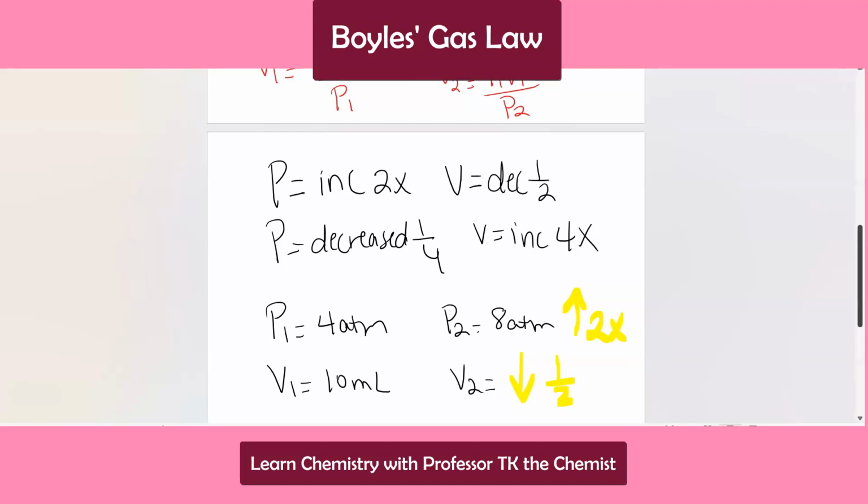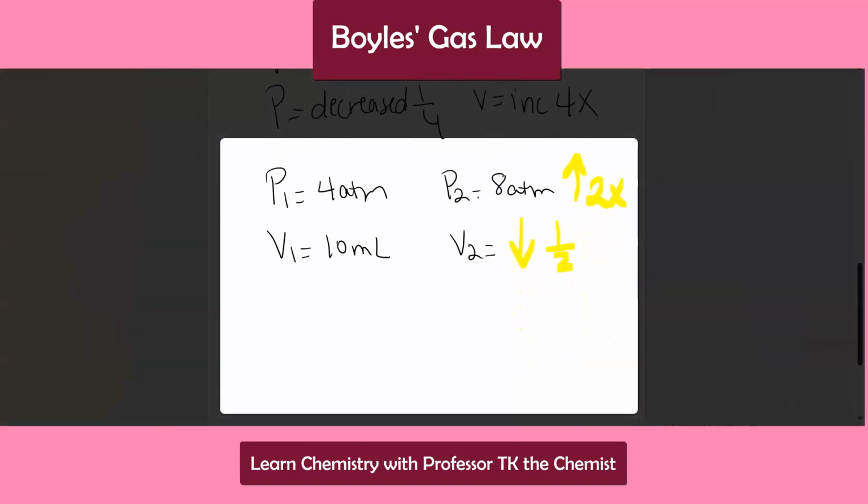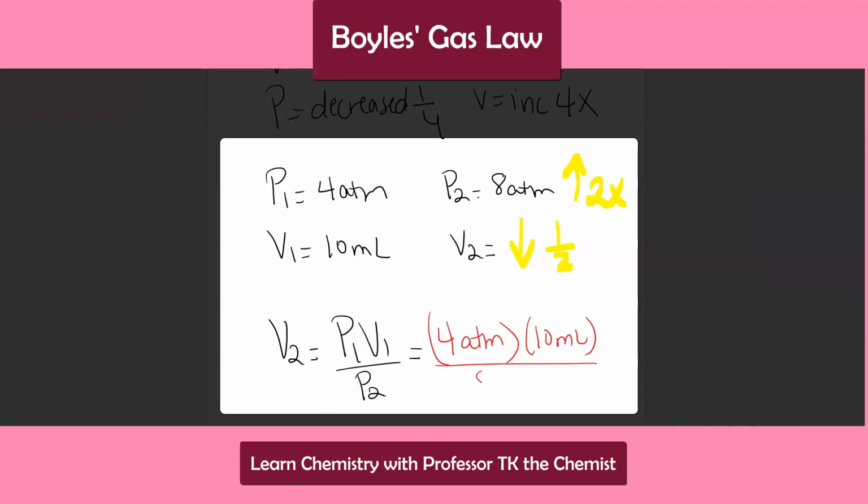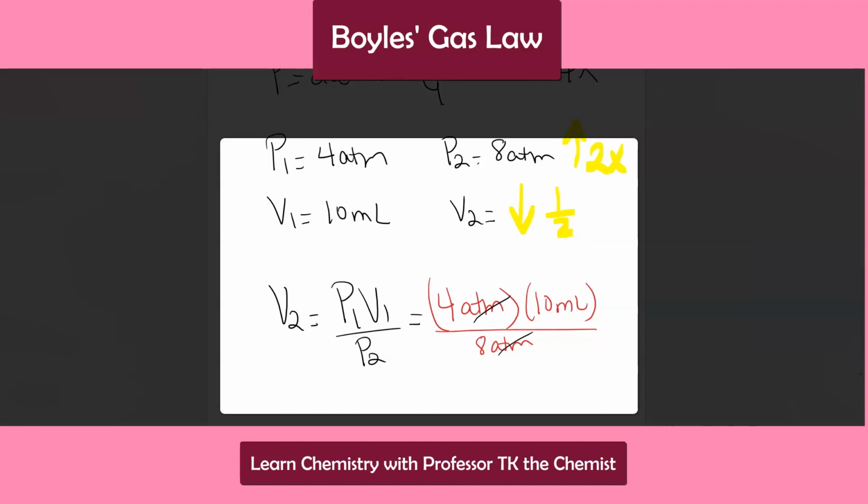And if you want to make sure of that answer, let's solve it. Let's look for V2. So in this case, if I'm looking for V2, because I know the formula is P1 times V1, all that over P2, all I need to do now is place the numbers in there. So my P1 is 4 ATMs, my V1 is 10 milliliters, and my P2 is 8 ATMs. I'm going to cancel out my ATM units because I don't need them anymore. And when I multiply 4 times 10, I get 40. And 40 divided by 8 is 5 milliliters.